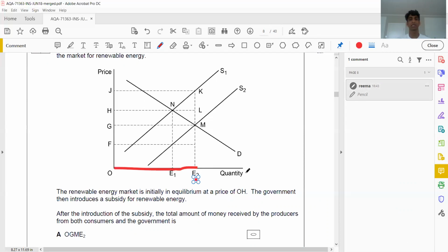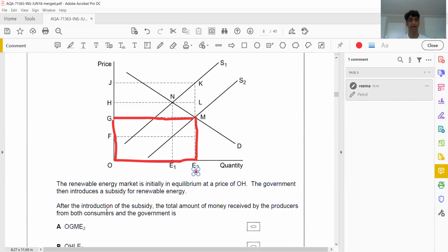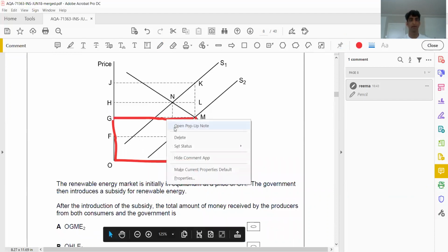Then what we have to think about is at what price? What price are the consumers paying per solar panel? And it's G, because of the interaction of supply and demand. So as a result, this area here represents the total amount of money that just the consumer has given. So not the total amount of money, and that's why A is wrong.